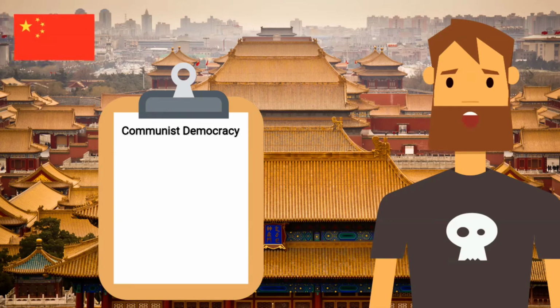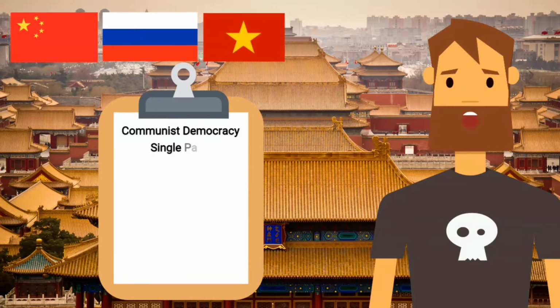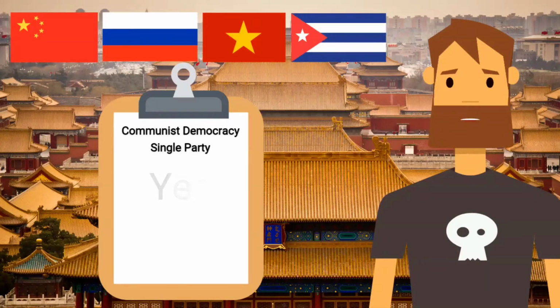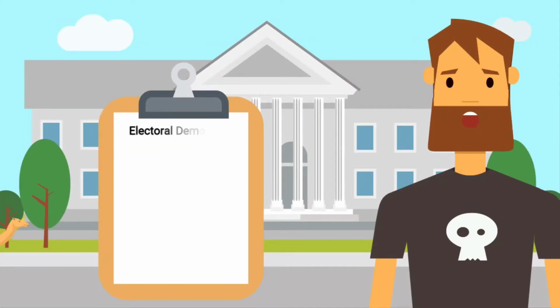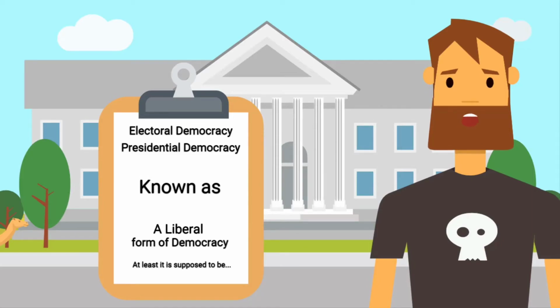Anyway, here are the types of democracy most used around the planet today. You have a communist democracy, which is a single political party type of democracy. And yes, it's actually a democracy, surprise, surprise. You have electoral democracy, which is like an American democracy, which is also considered a liberal democracy. But electoral democracies and liberal democracies are not always the same thing, and I'll explain that later.